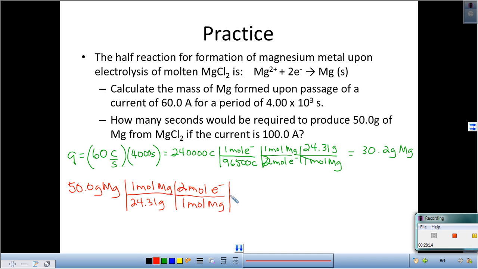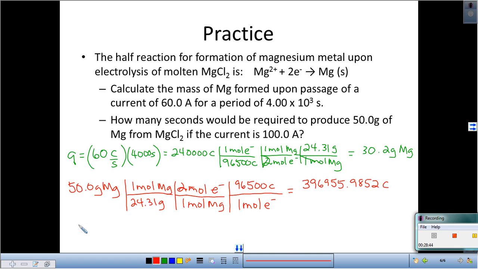And we know for every 1 mole of electrons, there are 96,500 coulombs. And so we do all this math, and we find out we have 396,955.9852 coulombs.